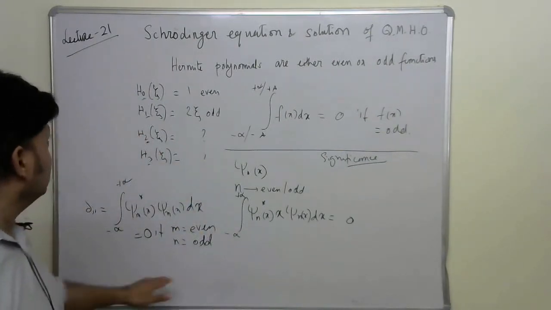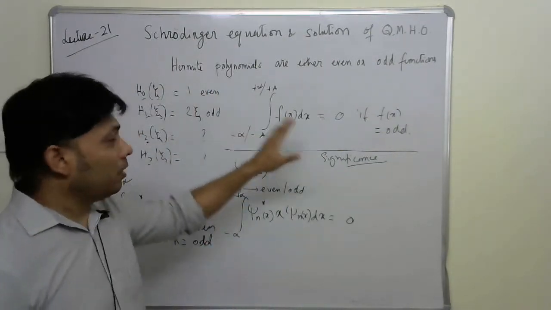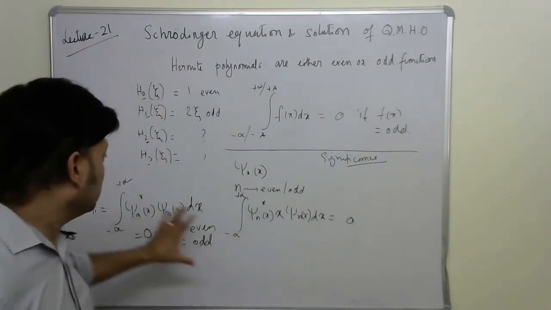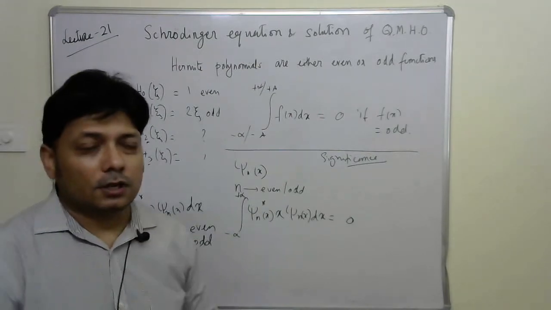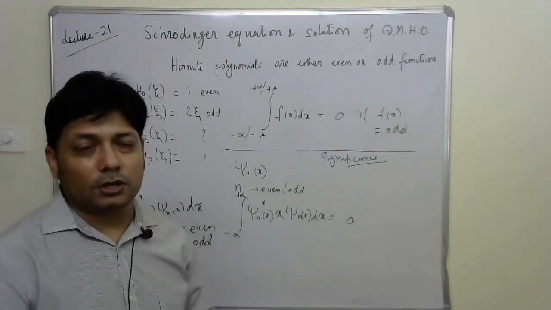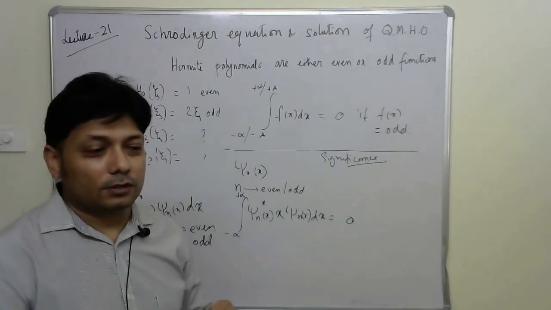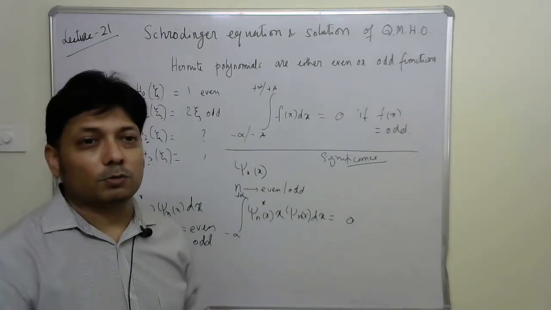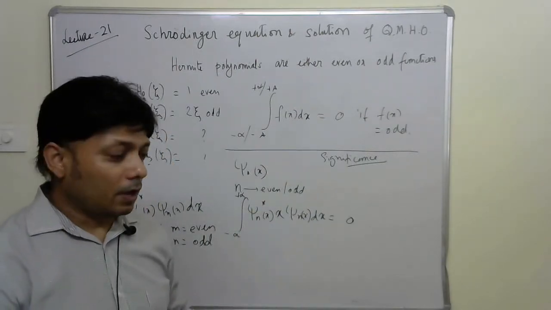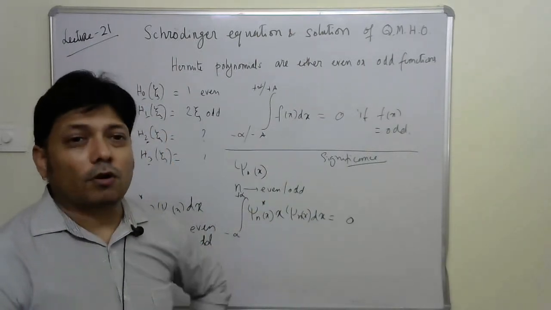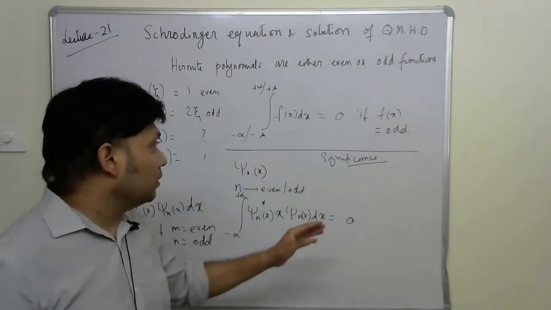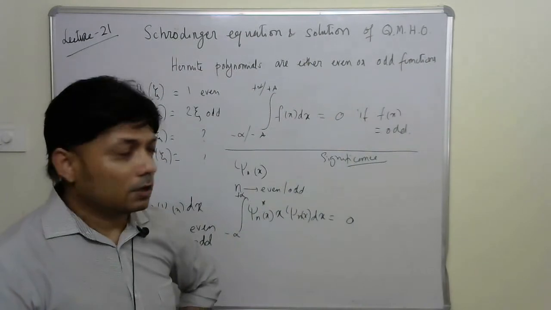So now we are in a position to handle such kinds of integrals in order to find out many things. That means the average position, average momentum, and then Heisenberg's uncertainty principle and its verification in the harmonic oscillator problem, and also the cases of Kronecker delta. So this knowledge of odd and even functions and these integrals would help us a lot.